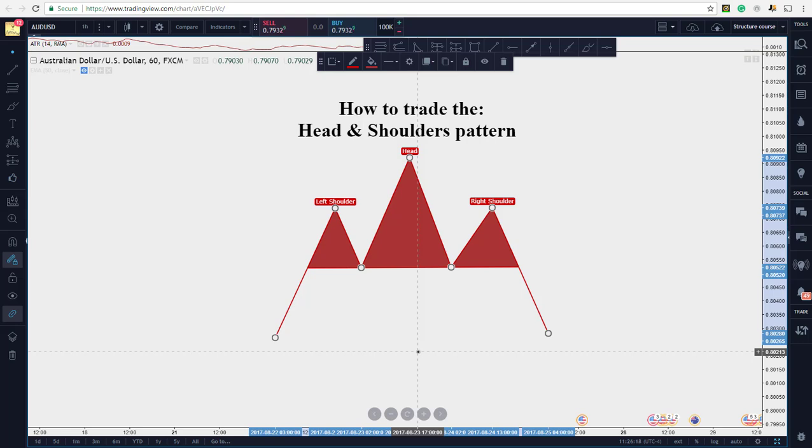Alright guys, so what we see on the screen here is a standard head and shoulders pattern. It consists of four major parts. We have the left shoulder, the neckline created by these two swing lows, the head, and the right shoulder. The standard head and shoulders pattern is a reversal signal and normally happens after a long period of an uptrend in a market. And these patterns are meant to give us a hint that the market could be reversing trend.